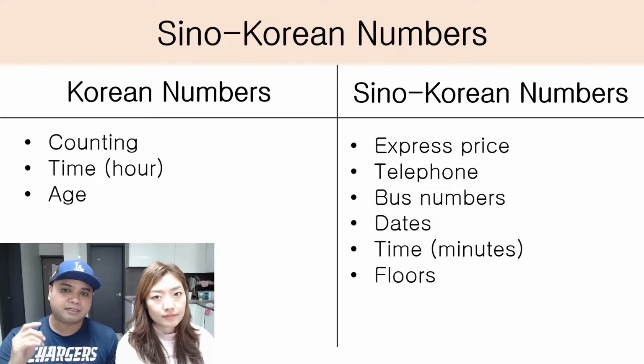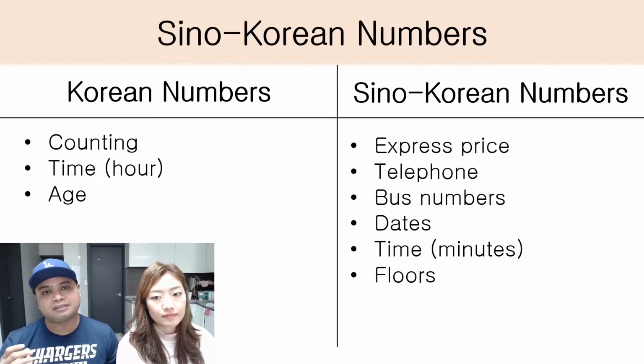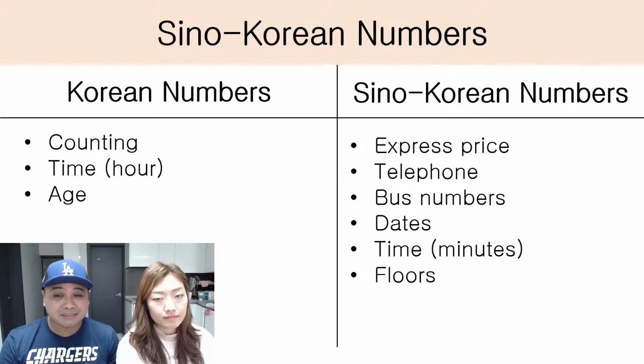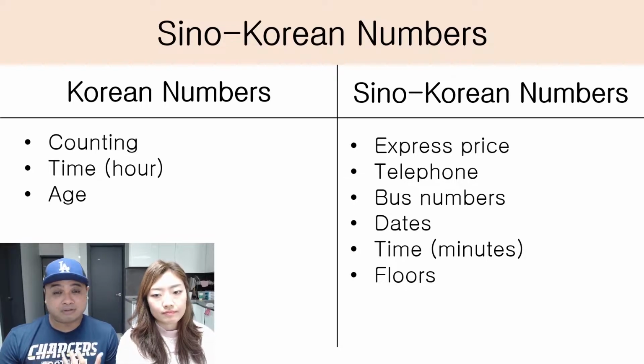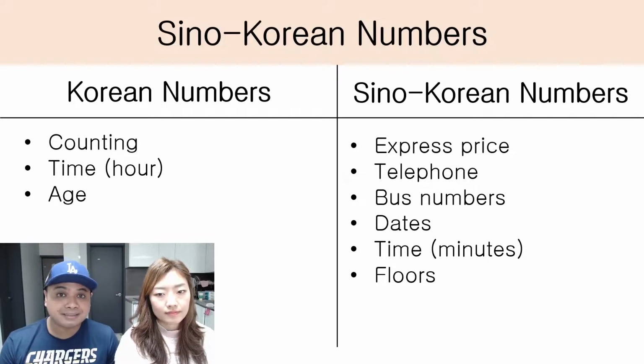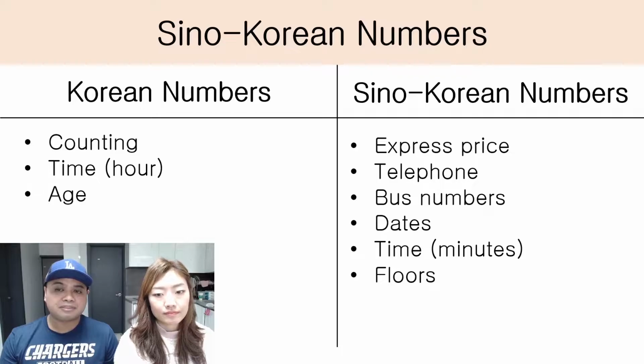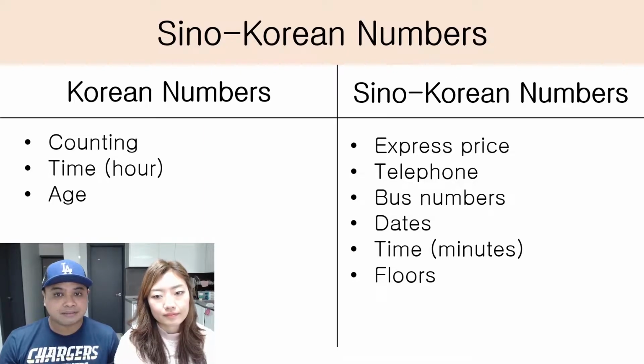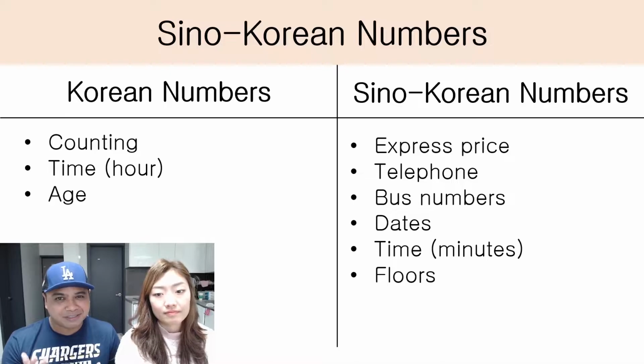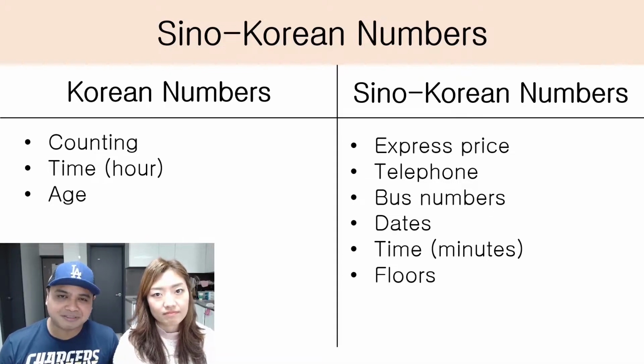When you want to talk about price, when you want to tell somebody your phone number, bus numbers, dates, what floor, and time and minutes. Sino-Korean numbers are generally used for everything else other than counting, time, and age. Okay, and these are very important because you need to buy things, right? When you need to buy things, you need to use Sino-Korean numbers.